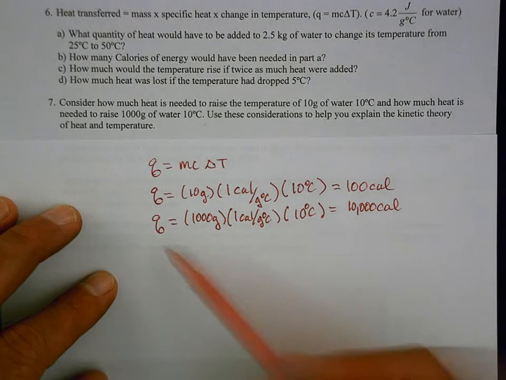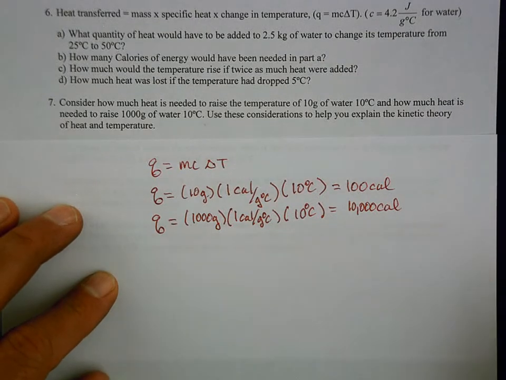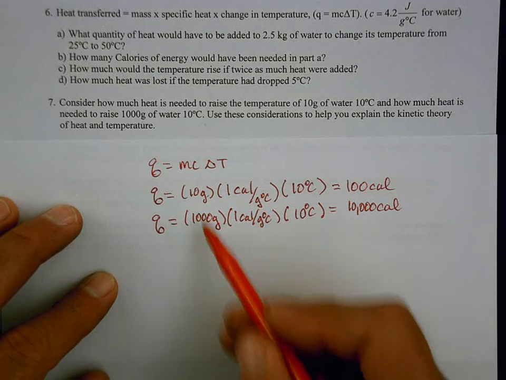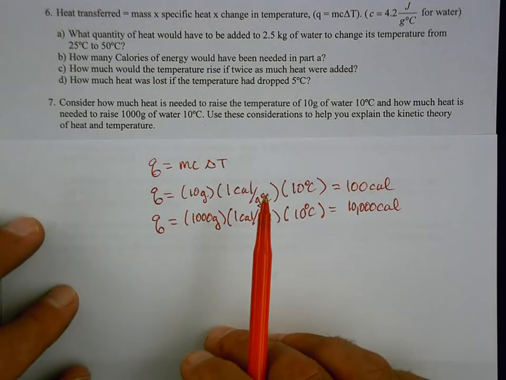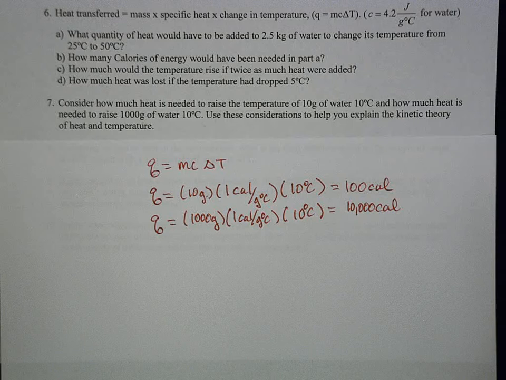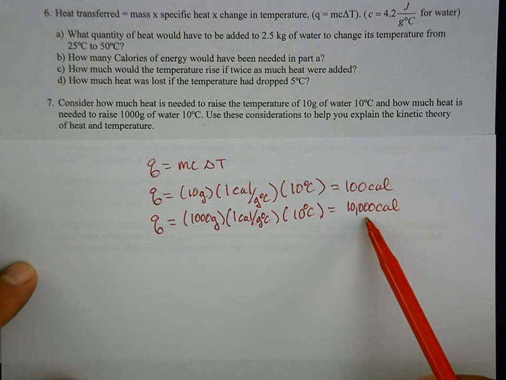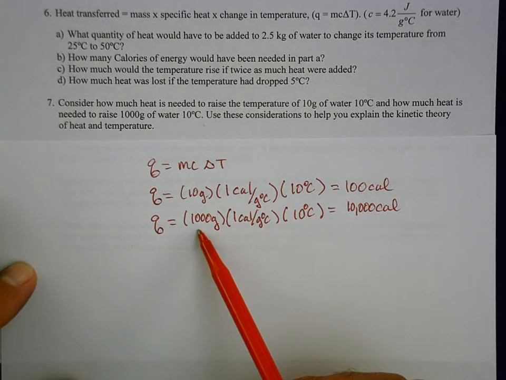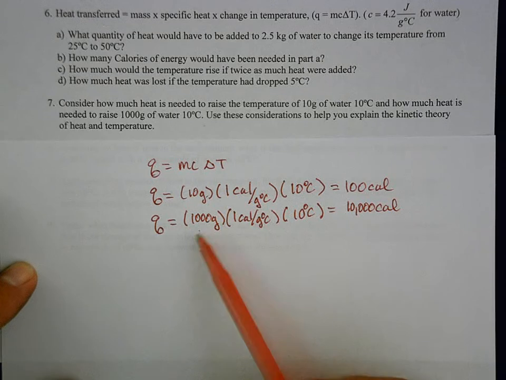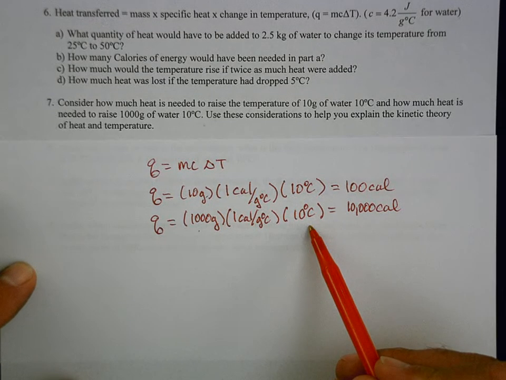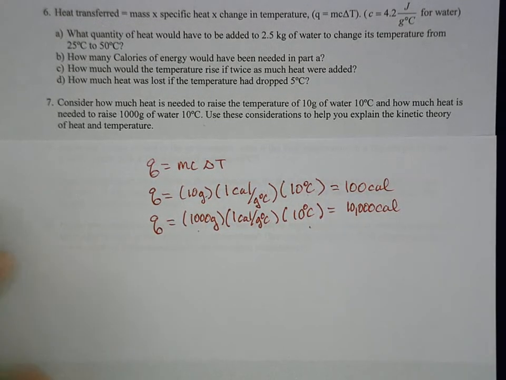What's the difference? It took a lot more heat to heat up 1,000 grams of water than it does 10 grams of water. Because what are we talking about when we say heat? We're talking about the amount of energy in something. A lot more calories, a lot more energy for this 1,000 grams to get it to the same temperature as the small amount.